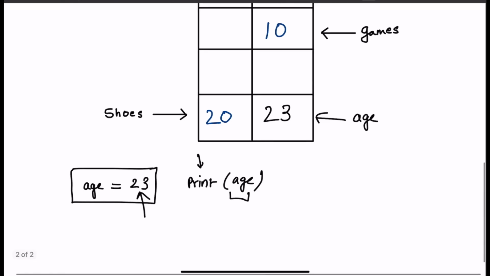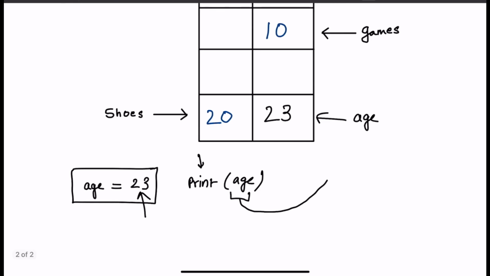It's like, okay, I want to display something. And what's the something? You want to display whatever is stored inside the memory location named age. So your final output should be 23 in this case. So let's get into PyCharm and explore this.